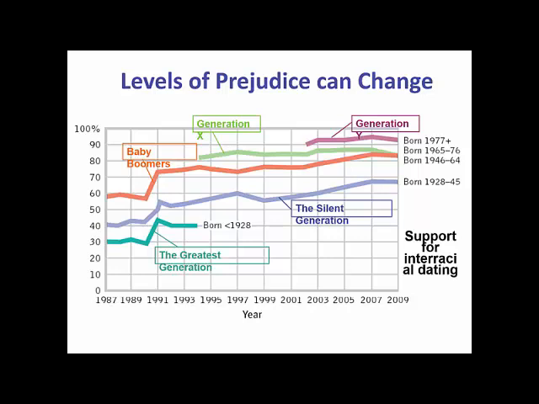You can see here they've plotted levels of support for interracial dating in terms of percentage on the y-axis and the year on the x-axis. And you can see that across the board, those born before 1928 have very little support for interracial dating. It goes up slightly with those born before the Second World War. Then the baby boomers born after the war, the majority of them support interracial dating. And then almost all of Generation X and now Generation Y, which is your generation, support interracial dating.